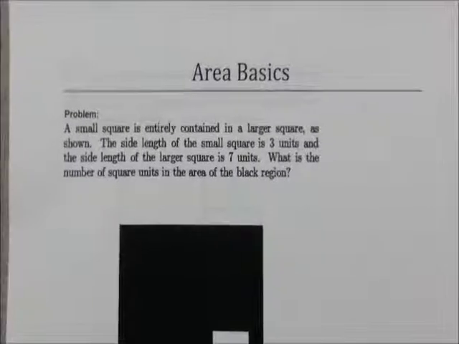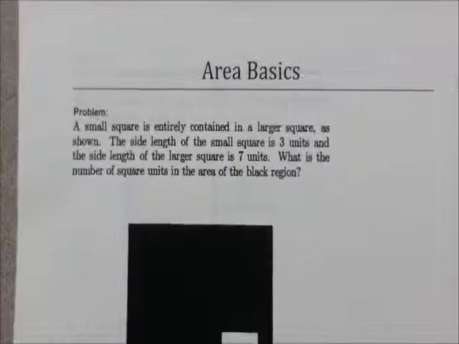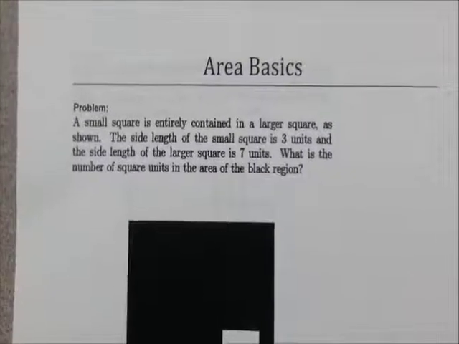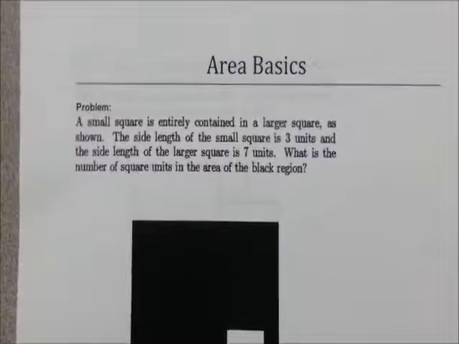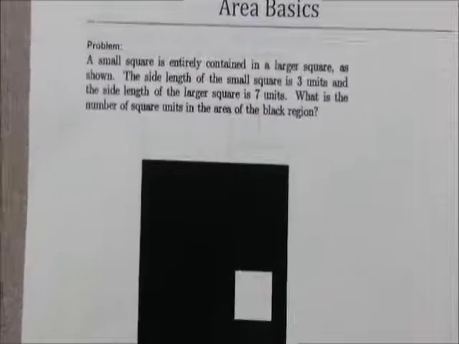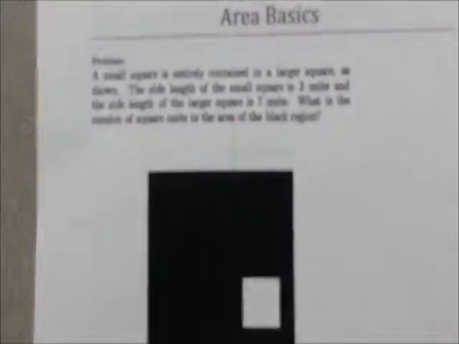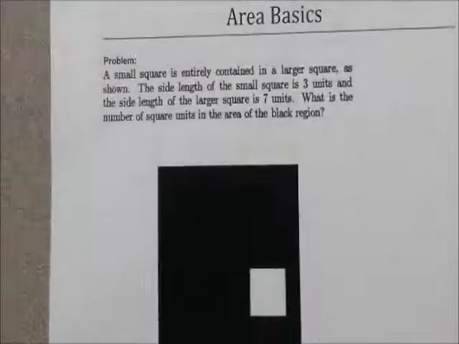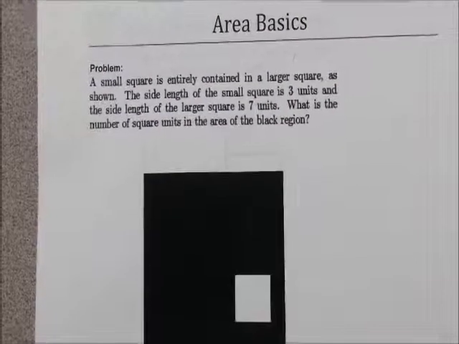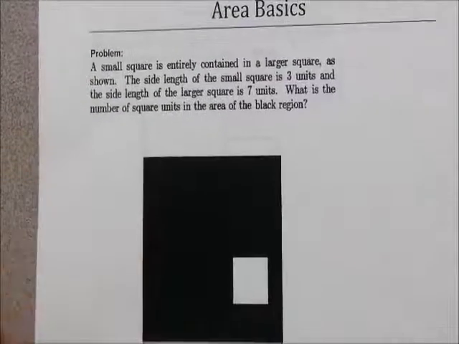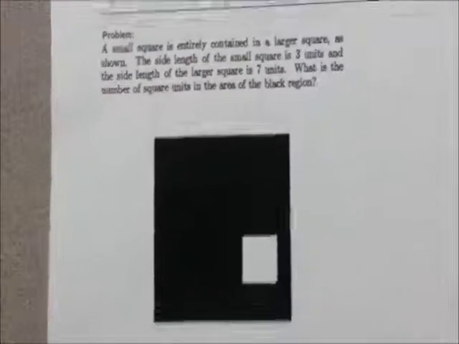So our first problem is, a small square is entirely contained in a larger square as shown. The side length of the small square is 3 units, and the side length of the larger square is 7 units. What is the number of square units in the area of the black region? So they're asking for everything in the black region, and they do not want the white.